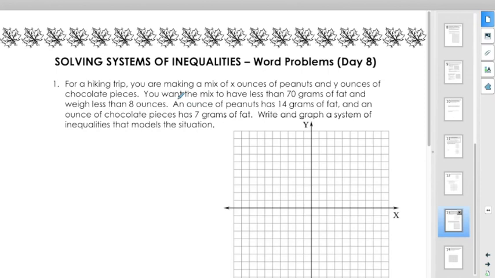Solving systems. This is the last day in this unit, so hopefully we're feeling pretty good with this stuff at around this point. Let's see, word problems. Day 7 was solving systems of inequalities given just the systems, but now we're incorporating word problems. So how am I going to set up this inequality, and then how do I graph it from there?